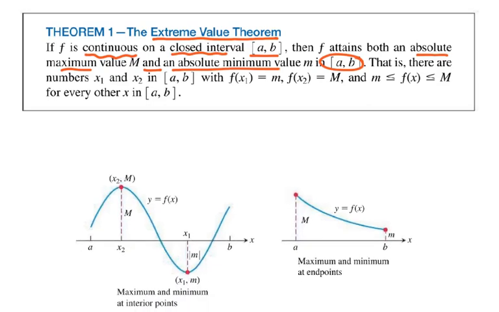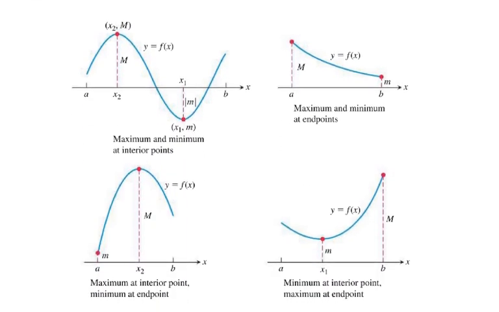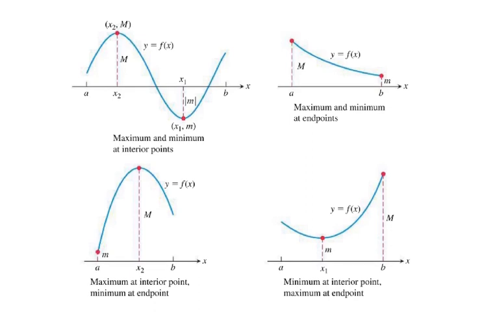So, thinking about this picture, what we will see is that on each of these closed intervals, meaning we have a finite endpoint on either side, A and B, right? So we're looking at a closed interval, A and B. There are no open values, and it must be continuous.